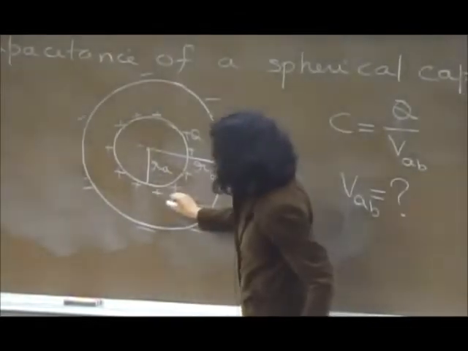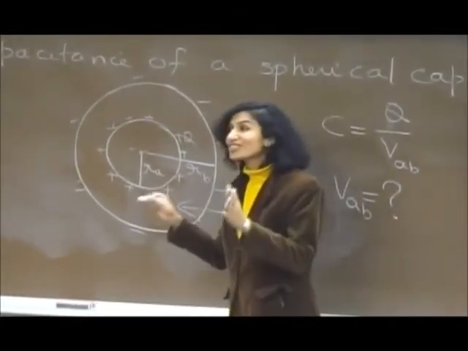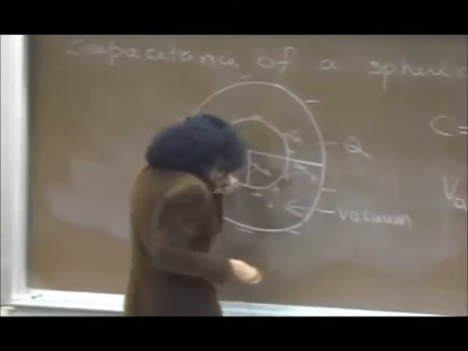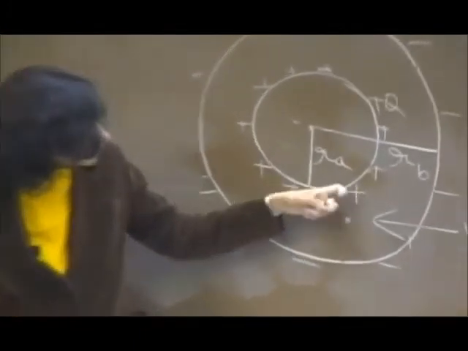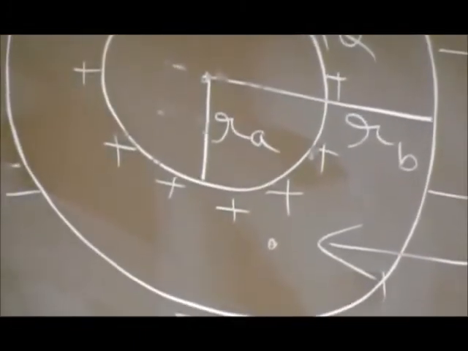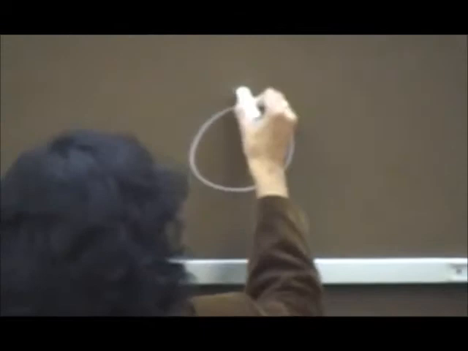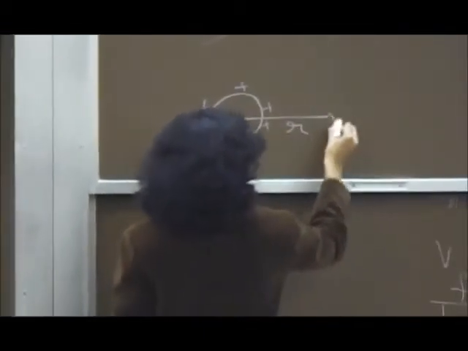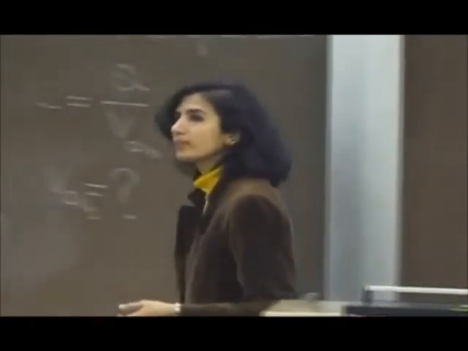Okay, what about the potential anywhere here between the two plates? Because that's the region that is really of interest to us. When we talk about a capacitor, we are interested in the region between this positive and negative plate. So who wants to tell me from last lecture what was the potential? The question is, if you have some charges uniformly distributed on a sphere, what is the potential at a distance r away due to this sphere? We had done this last time. Go ahead please.